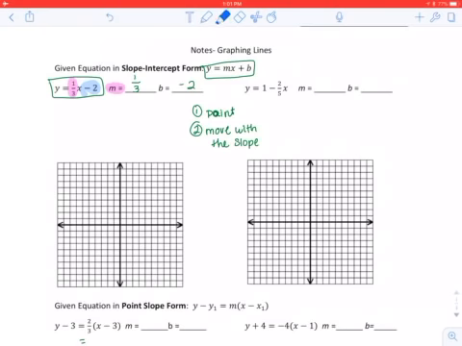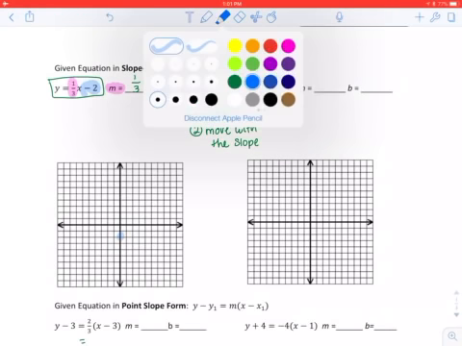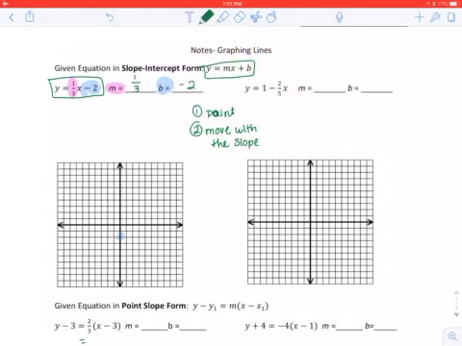Okay, so the point that we're given is this b value, this y-intercept, because the y-intercept is just a point on the graph. So I'm going to plot -2 on my y-axis, and then I'm going to use my slope of 1/3. Because the slope is positive, we're going to go up 1 and right 3. So you're going to go up 1 and right 3 as many times as it will fit.